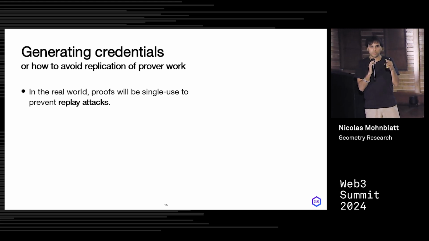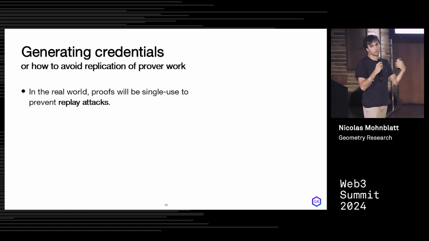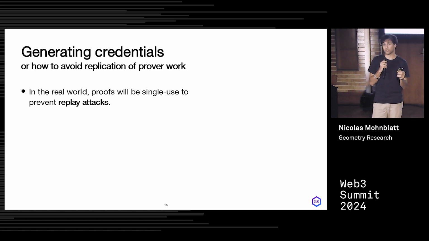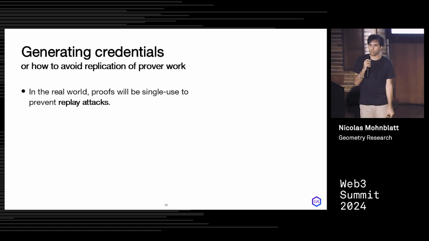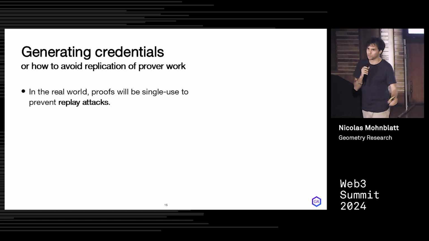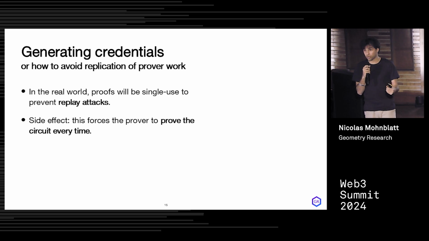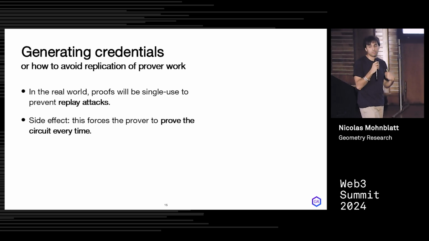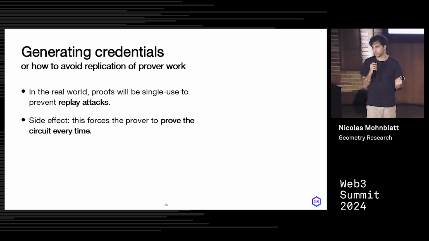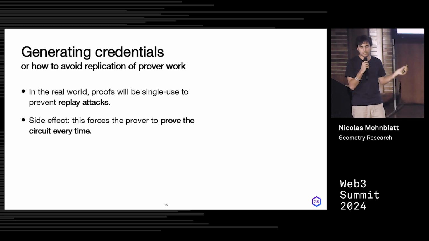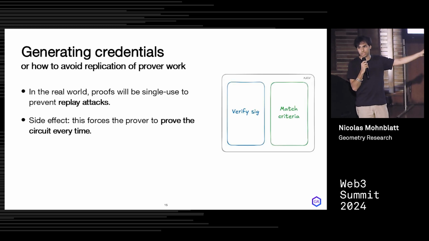So in the real world, if I'm going to do a proof of my passport saying, hey, I'm over 18, you want to make sure that no one can reuse my proof. Maybe my younger brother who's 16 is like, ha, I'm going to steal his proof and use it. So you need to prevent these replay attacks. But if you do that, it means that I'm going to have to make my proof every single time I need to authenticate somewhere. And if you recall the circuit, I had to verify the signature and match some criteria.